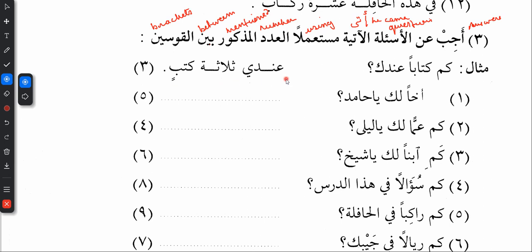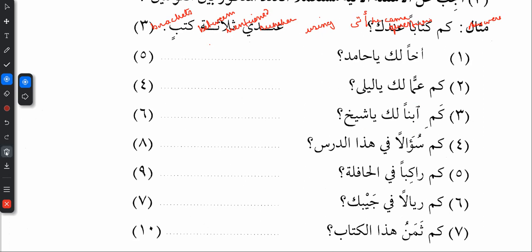Indi thalatha kutubin. So what will be the haraka over the ta marbuta? The dhamma, because it's the late mubtada. So for all the number rules, go back to the start of the video and check the rules and come back and do these exercises, because all these exercises are full of all the rules that I have done before. And then let's do this. There is a printing mistake here, so you can write kam akhan lak ya Hamid, meaning how many brothers do you have, O Hamid? So he says indi 5.